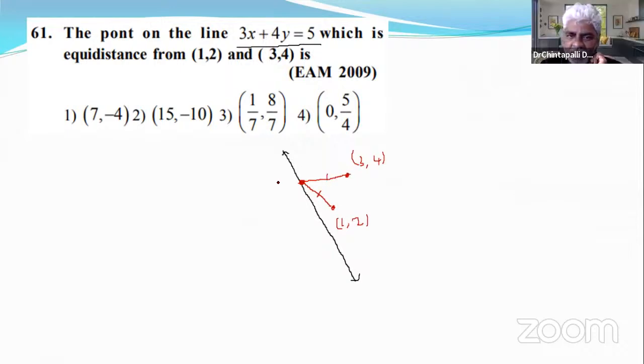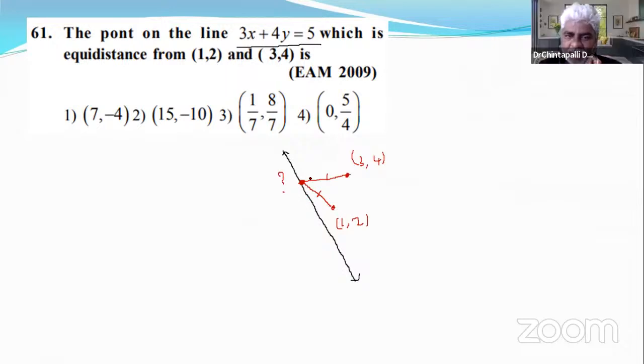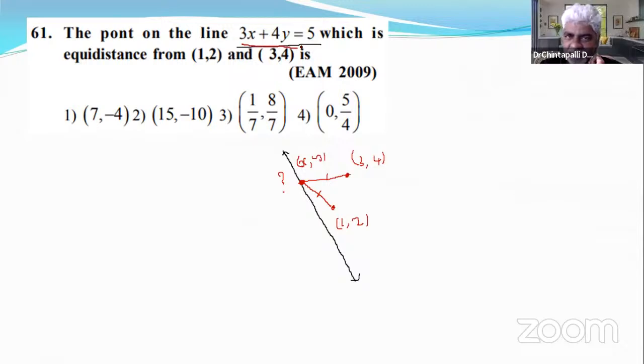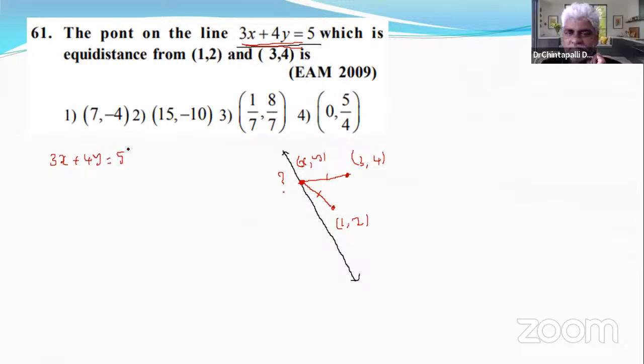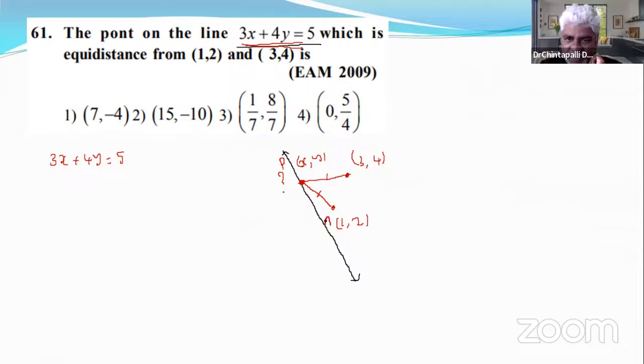Let this point be (x, y). This point lies on this line, so we can plug in (x, y) in this equation: 3x plus 4y is equal to 5, right? Now, let this point be P. This is A, this is B. PA is equal to PB, clearly.